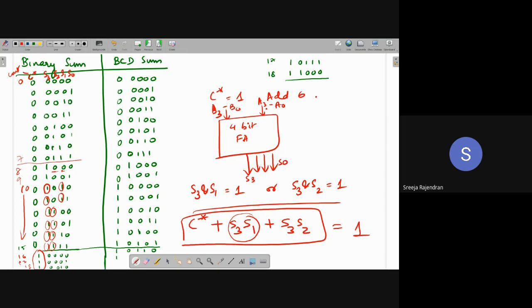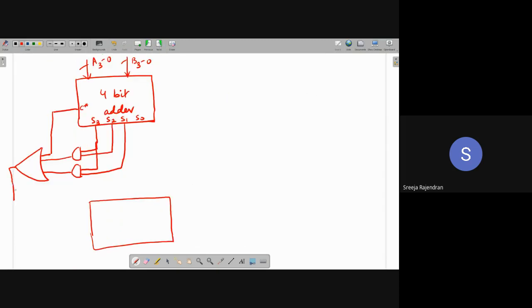Now this output, let me call it C. And these sum bits which are generated, I have to feed to the next adder, because whatever my original sum was, I need to do correction or not do correction. So I need another adder. Again, I have a 4-bit adder here. So I give these signals like this: S0, S1, S2, S3. Now this becomes one set of bits I'm adding, B3 to B0.